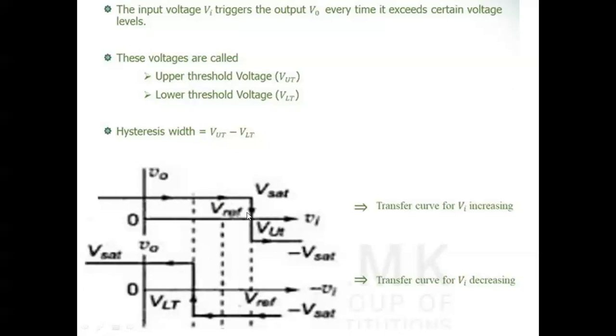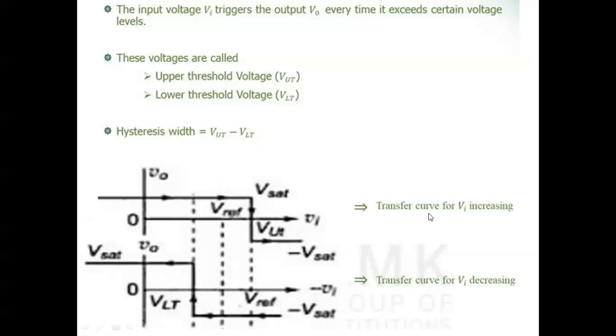The output is flipped from plus Vsat to minus Vsat. The same way for the lower triggering point, it comes from right to left side whenever the input voltage is coming down. When it reaches close to the lower triggering point, say 2 volts, then the output voltage changes to plus Vsat. So this transition will occur.